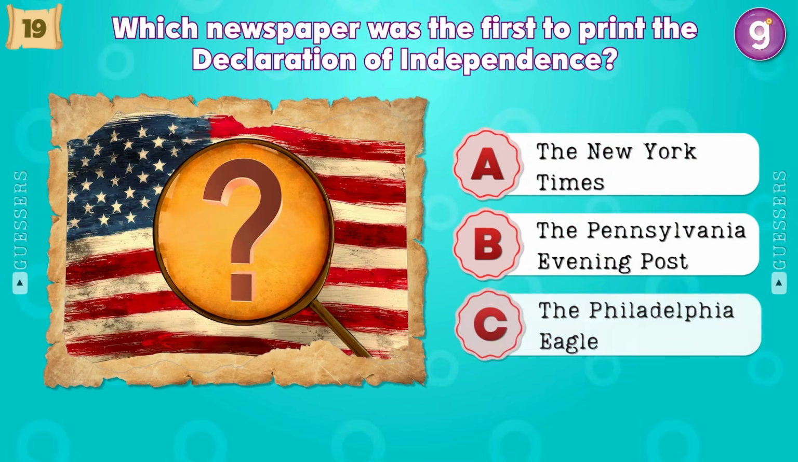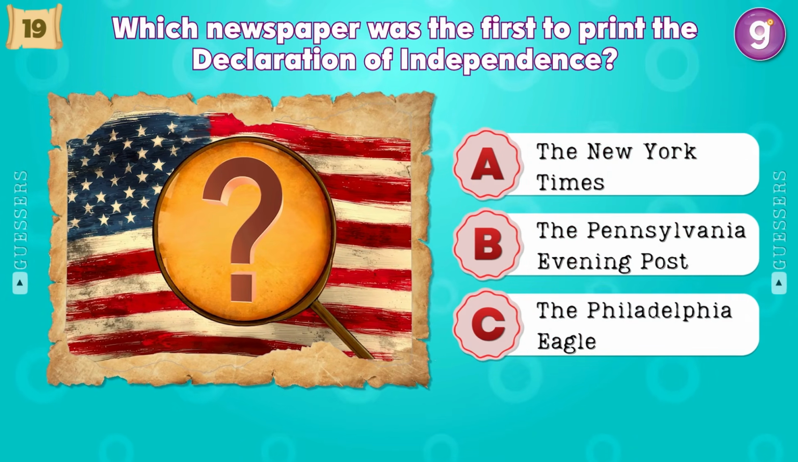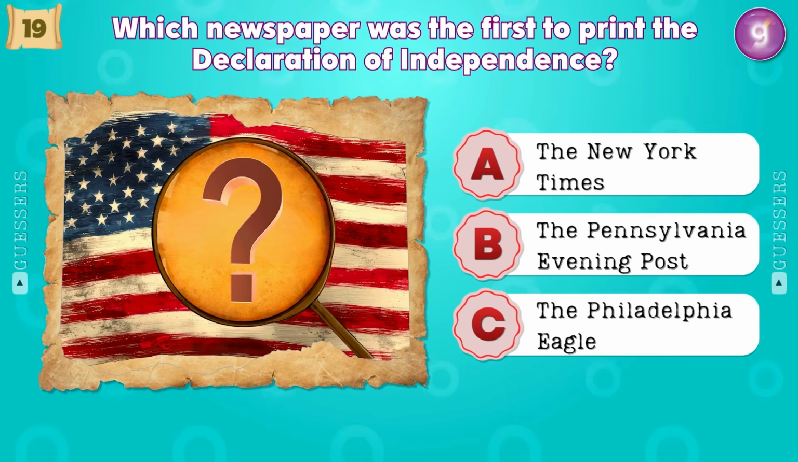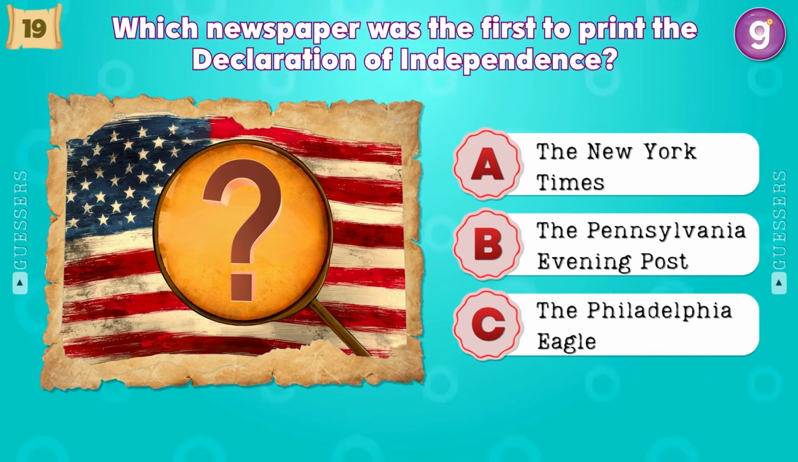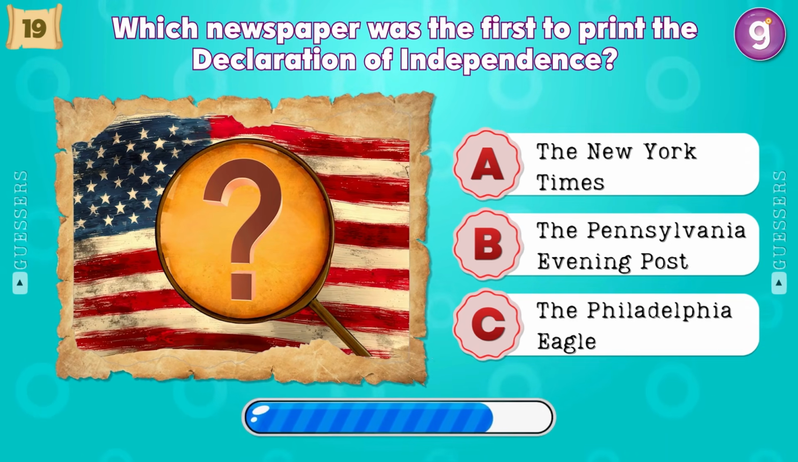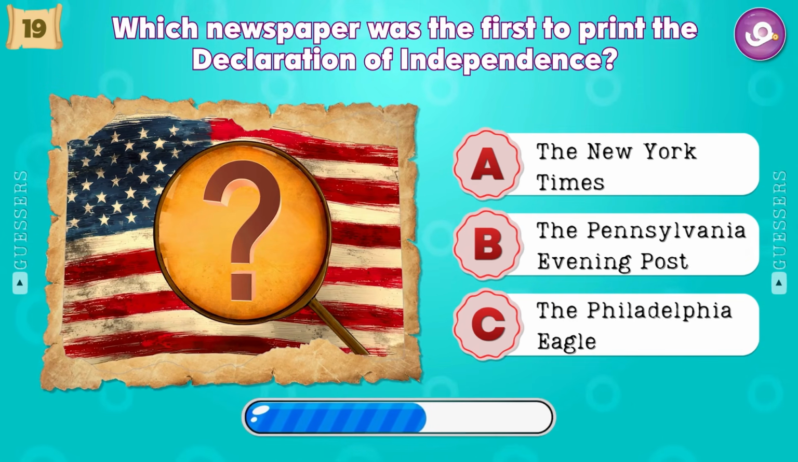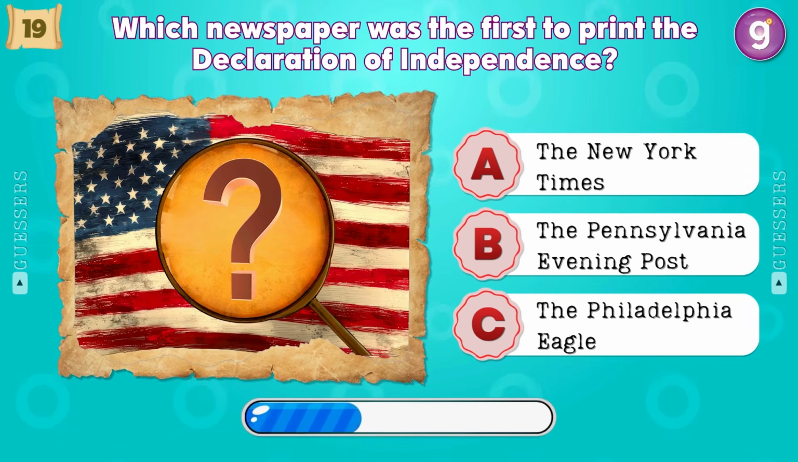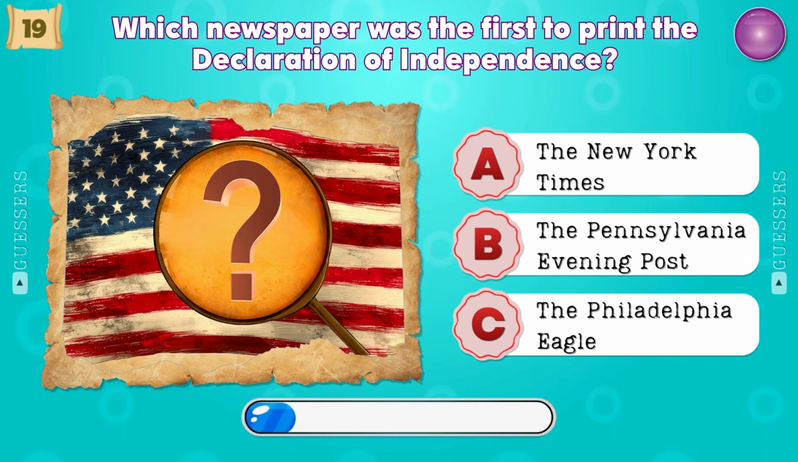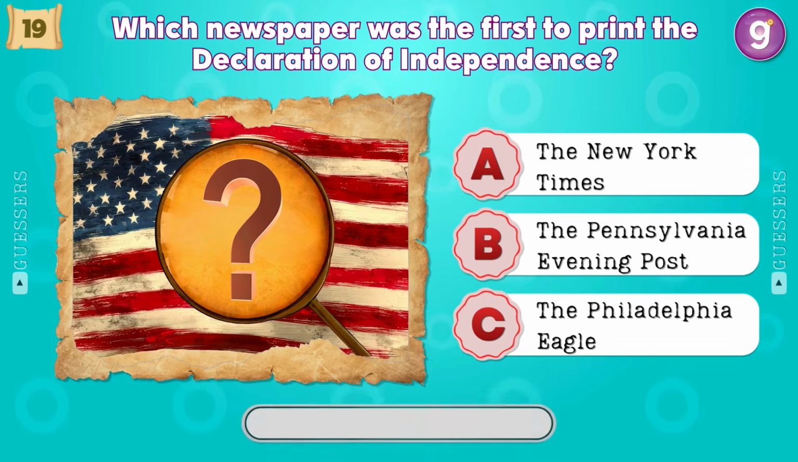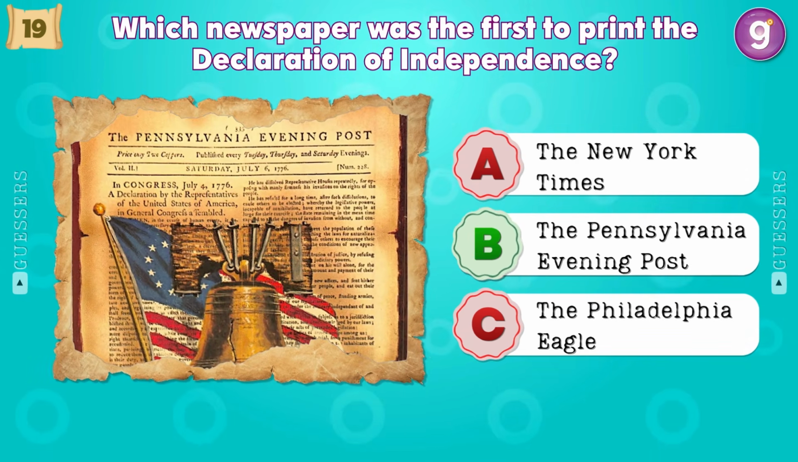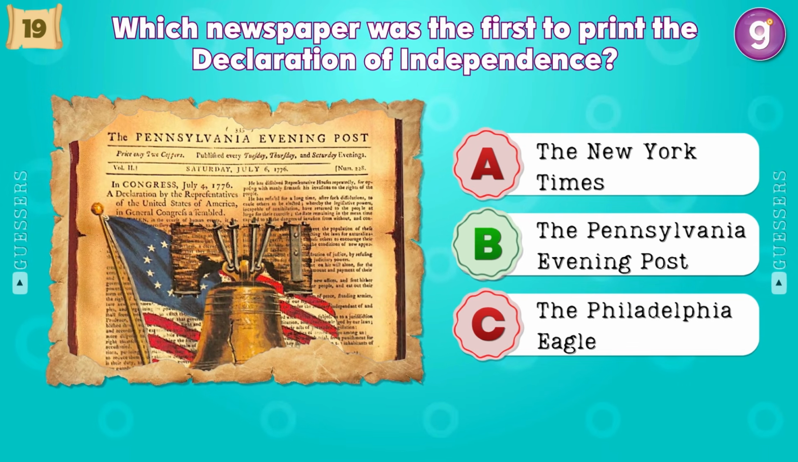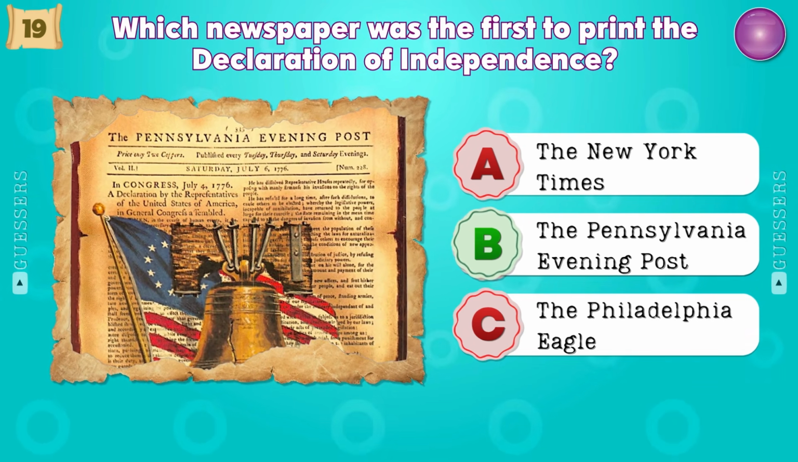Which newspaper was the first to print the Declaration of Independence? Was it the New York Times, the Pennsylvania Evening Post, or the Philadelphia Eagle? The Pennsylvania Evening Post printed the Declaration of Independence just days after it was approved by Congress.